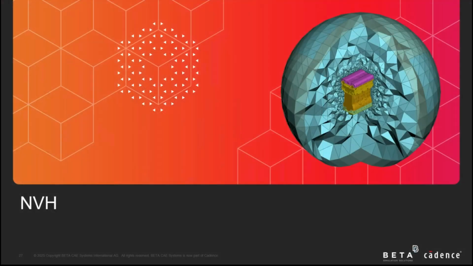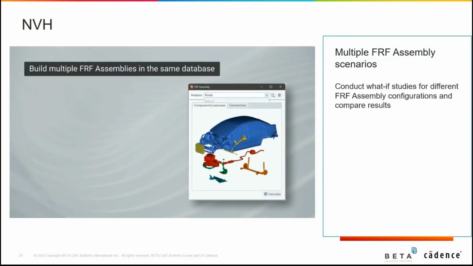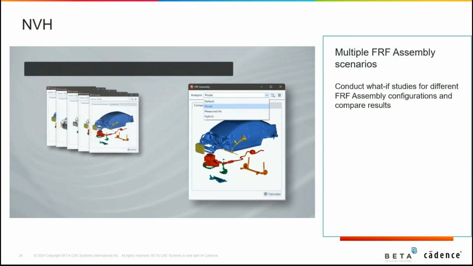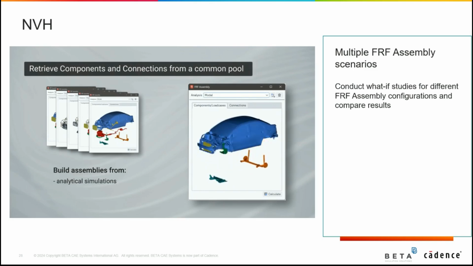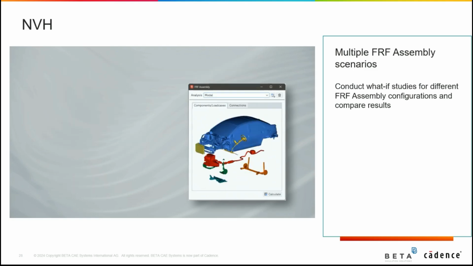Regarding NVH, it is now possible to build multiple FRF assemblies in the same database. The components and connections can be retrieved from a common pool. The respective assemblies can be built from analytical simulations, from measured transfer functions, or can even be hybrid, comprising analytical simulations and measurements as well. It is possible to create and compare assembly variations, modify connection types and properties, change the component properties, and conduct what-if studies for different FRF assembly configurations in order to compare results.